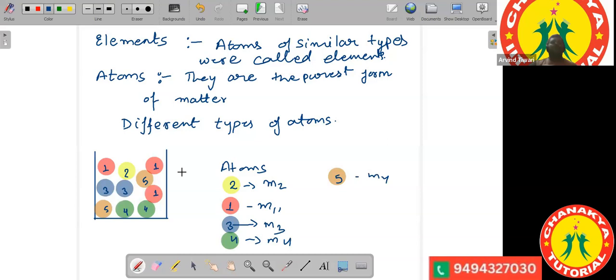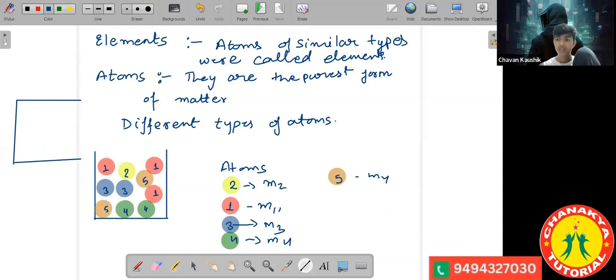So we saw here that all these atoms have different masses and different properties. Those atoms which have similar masses and similar properties, we call them elements. For example, gold is an element, and there can be too many atoms of gold. If you take a material which is made up of gold, that gold will contain too many atoms, all of them similar, and that will be gold. So are you getting what are elements and what are atoms?